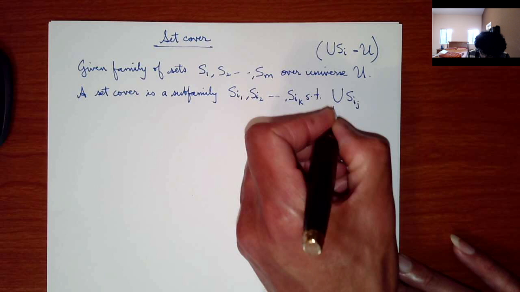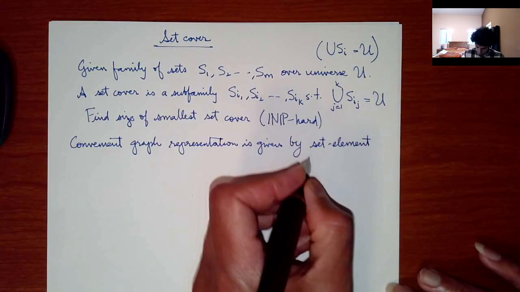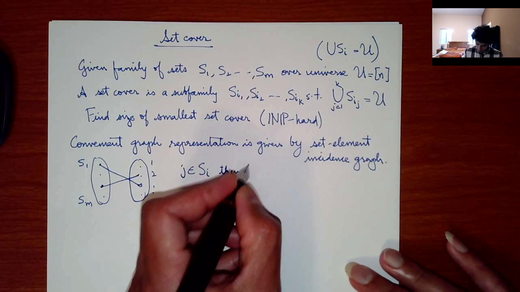A convenient graph representation is given by what is called the set element incidence graph, or you can also think of it as a matrix. I like this graphical representation: on one side you have the sets, so let's say there are m sets, S1 to Sm, and over here you have the elements. For convenience, I'm going to say the universe goes from 1 to n. I put an edge for incidence: if j is in Si, then ij is an edge.